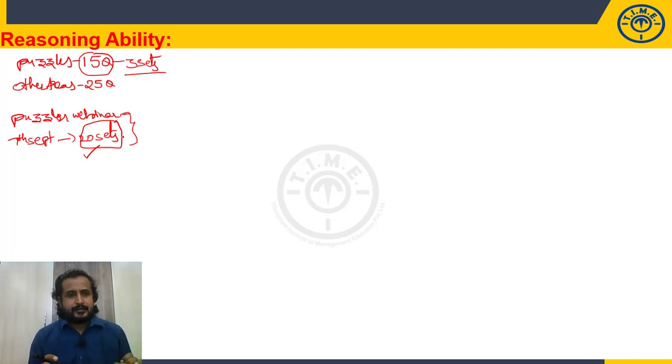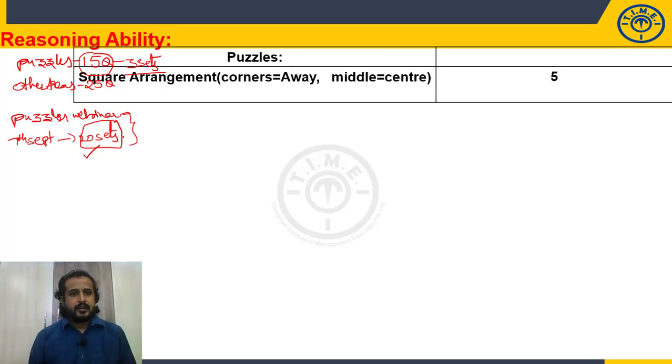Now let us discuss what puzzles they gave. First puzzle is square arrangement, and in square arrangement how many persons are given? 8 persons are given. And it is mentioned very clearly, 8 persons are sitting around a square table in such a way that 4 of them are sitting at the corners, and 4 are sitting at the middle of the sides.